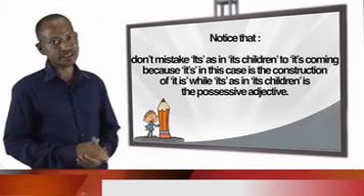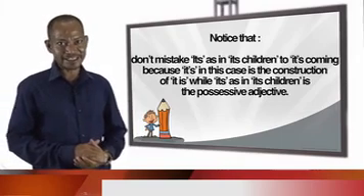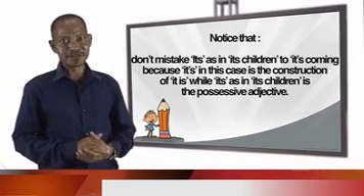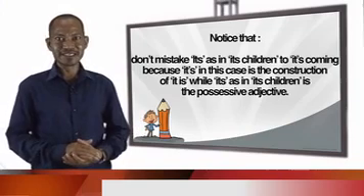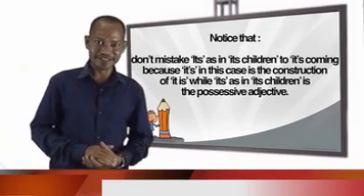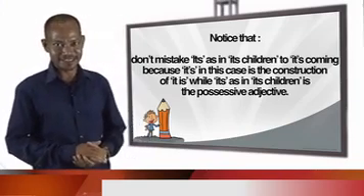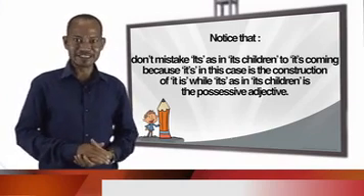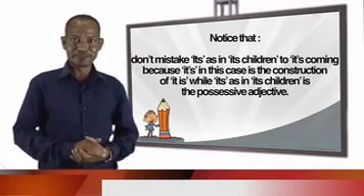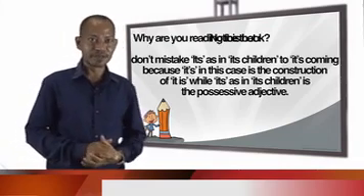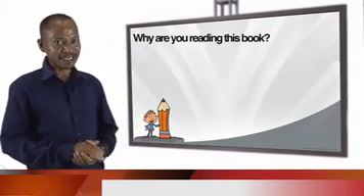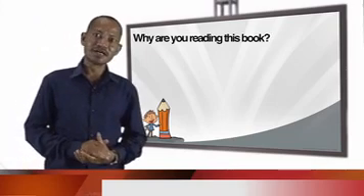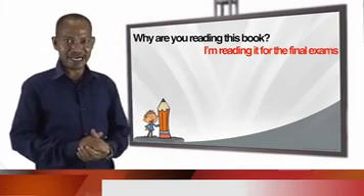Remember, don't mistake its as in its children to its coming, because its in this case is the construction of it is, while its as in its children is the possessive adjective. Why are you reading this book? I'm reading it for the final exam.